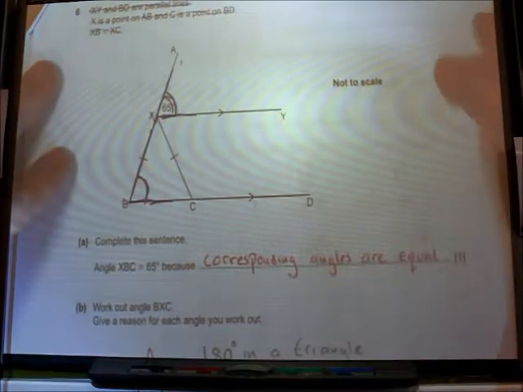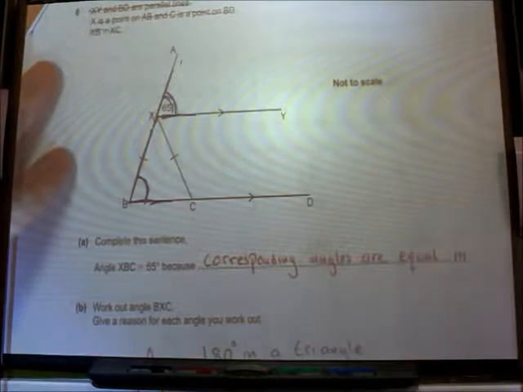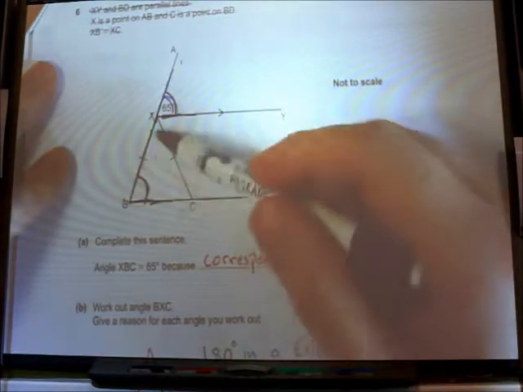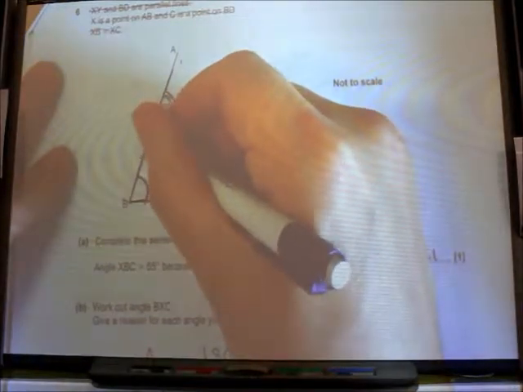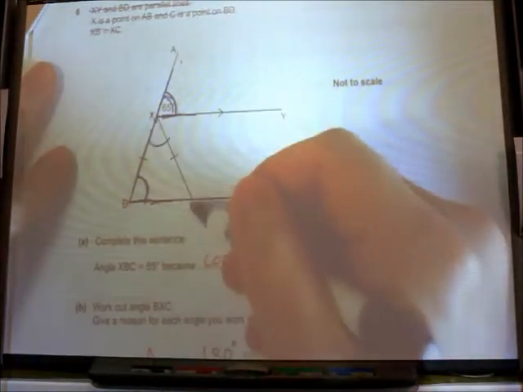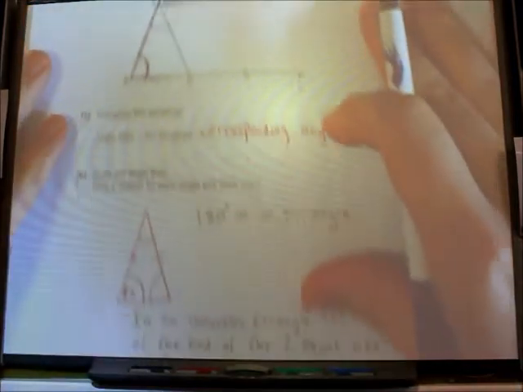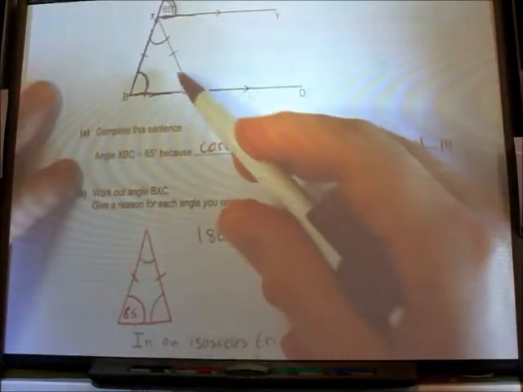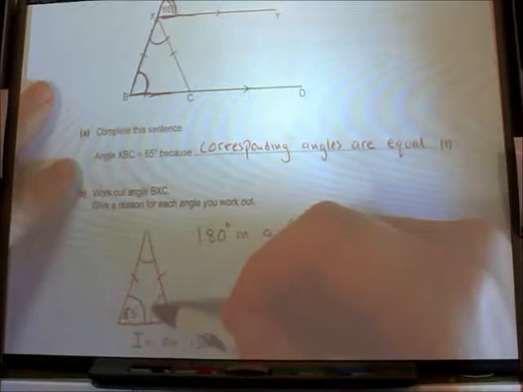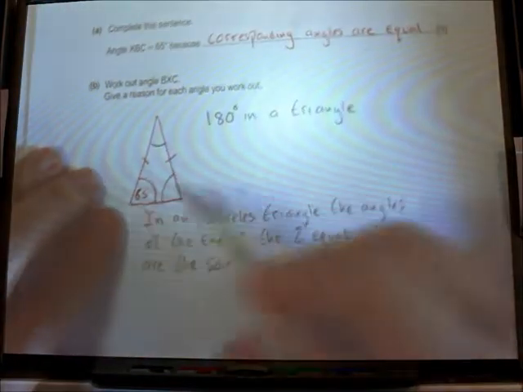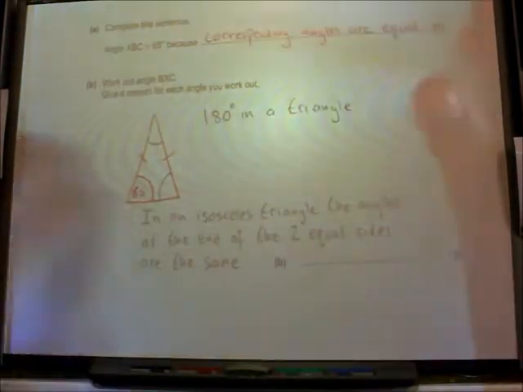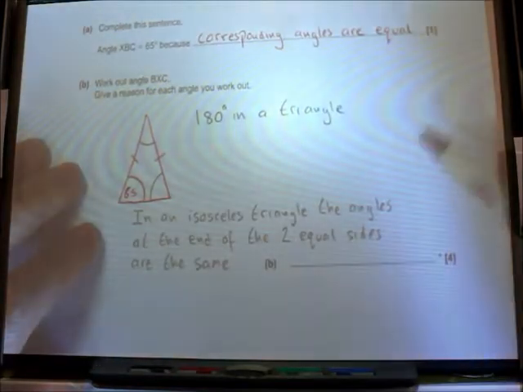The next thing, it says work out BXC. BXC, that is this top angle here, because it goes B to X to C. And what I've done, I'll just make it easy, I've redrawn this triangle down here. Obviously we were told that that was 65. So this is what we've got here. So work out this angle at the top. Give a reason for each stage.